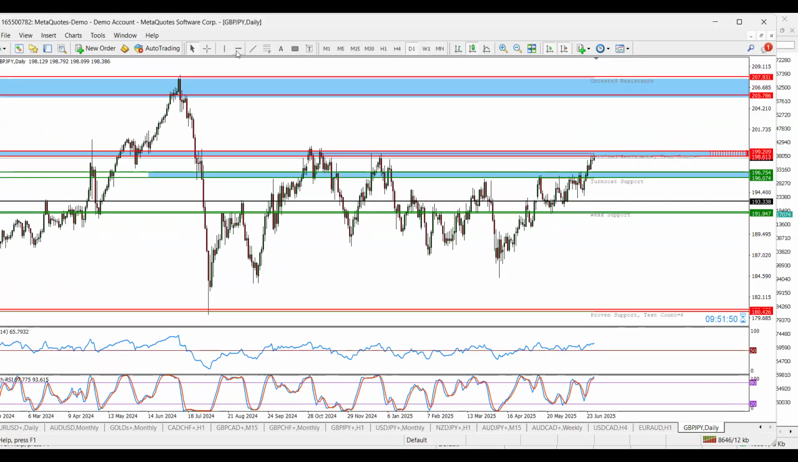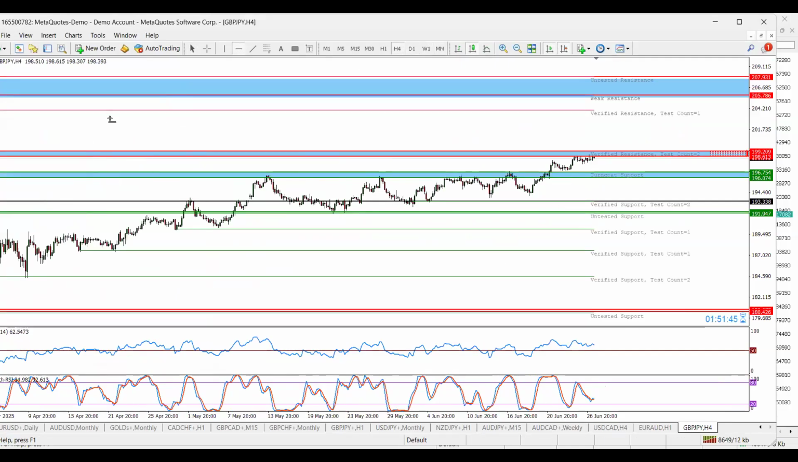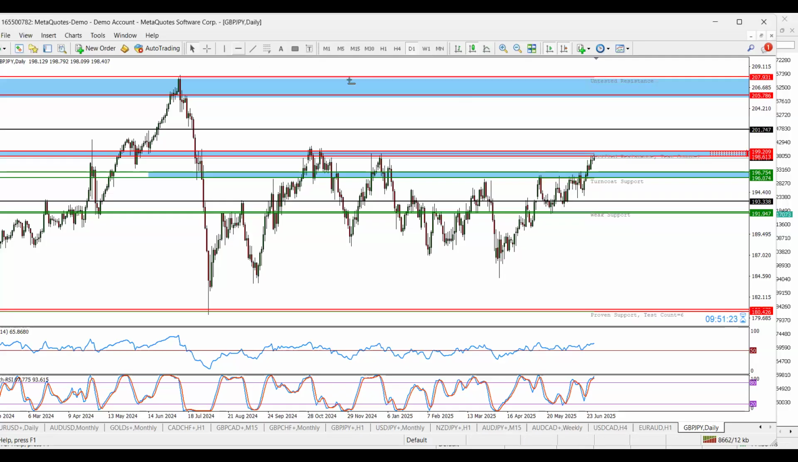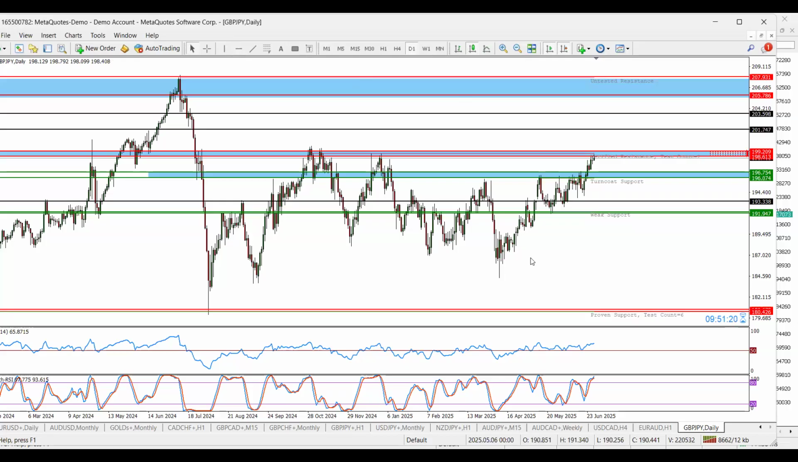Let us assume that there is a resistance. No, let's go on 4 hours. This particular line was drawn on the weekly and monthly, or this red zone. Now, this is the daily time frame. So we have a line here, we have another line here, right? Let us assume that you can also buy from here and also buy from here.